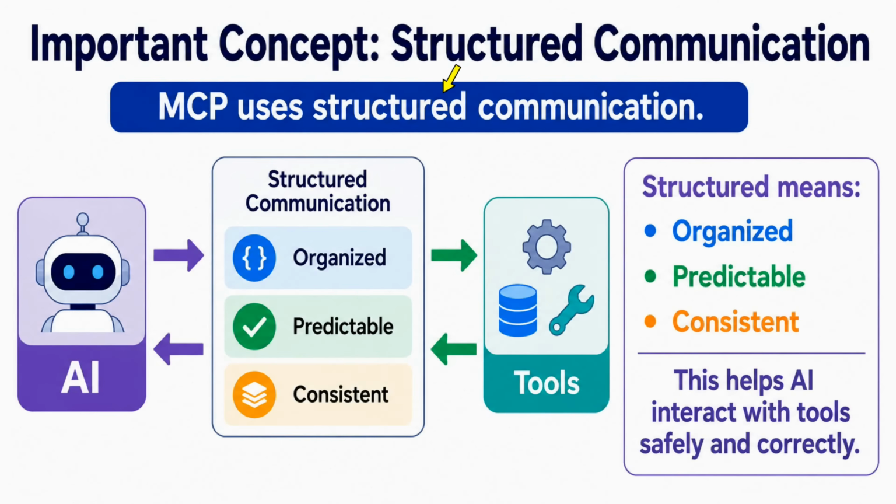MCP uses structured communication. Structured means organized, predictable, and consistent. This helps AI to interact with tools safely and correctly.